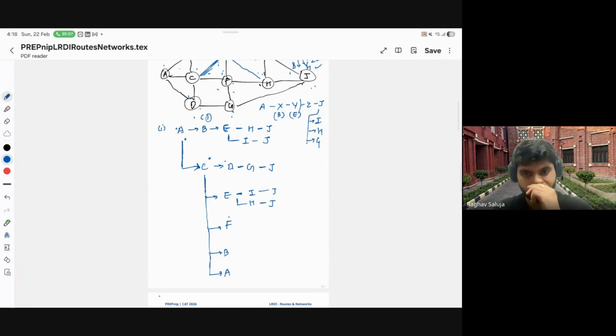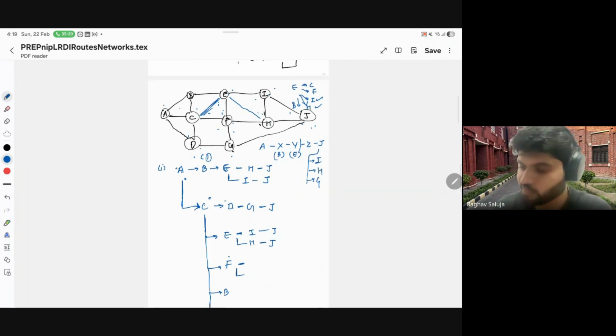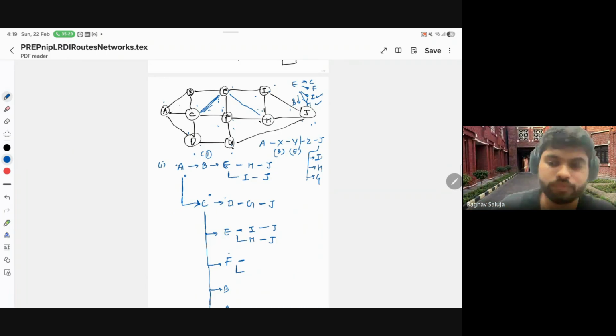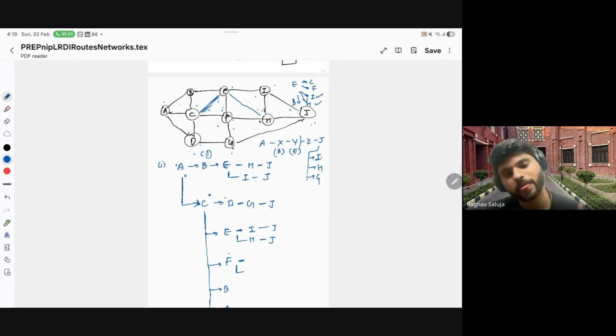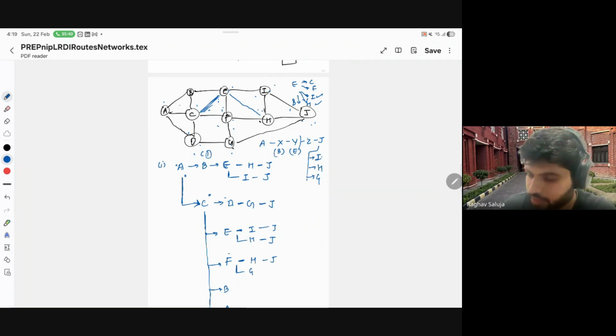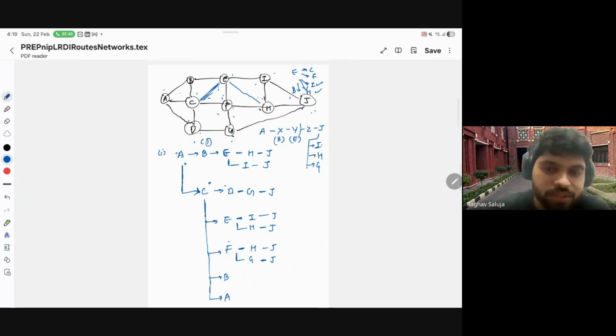From F, tell me, where can I go? I got 1 path from D. I got 2 paths from E. Correct? From F, tell me which neighbors of J I can reach. From F I can reach H. From F I can reach G directly. But can I reach I directly? No, I cannot reach I. Correct? So from F what is possible? H and G. From here also one G comes, from here also one G comes. Now 2 more paths done.